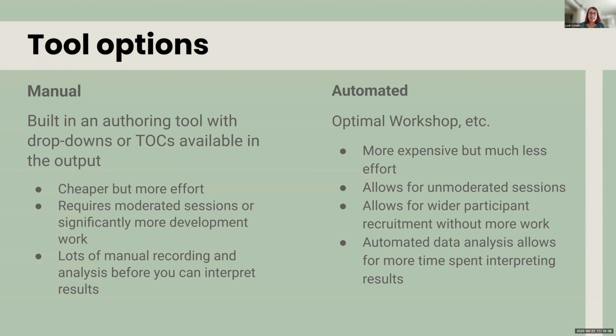So on the other hand, if you have access to user testing software like Optimal, there's a lot less of that manual tedious effort, but it's more expensive. So it really depends on what resources you have available to you. With that, you can do unmoderated sessions. That allows for more participants. You can send out a link to the tree test to your entire user base, just like a survey, and ask them to participate. And that gives you more quantitative data, which can lead to clearer results.